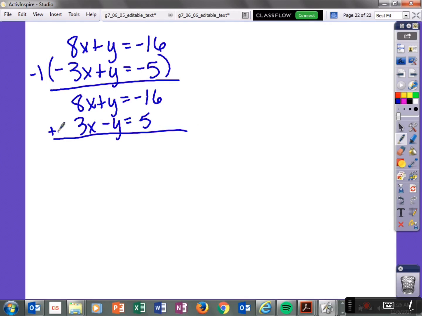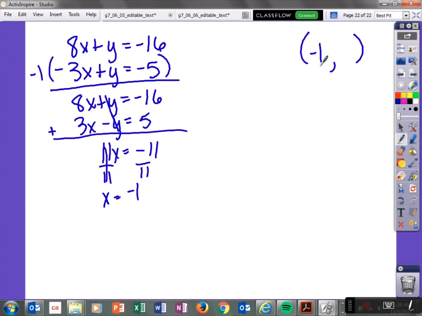So remember we're adding. Those cancel, right? 8x and 3x make 11x. Negative 16 and 5 make negative 11. And then we divide by 11. Negative 11 divided by 11 is negative 1.